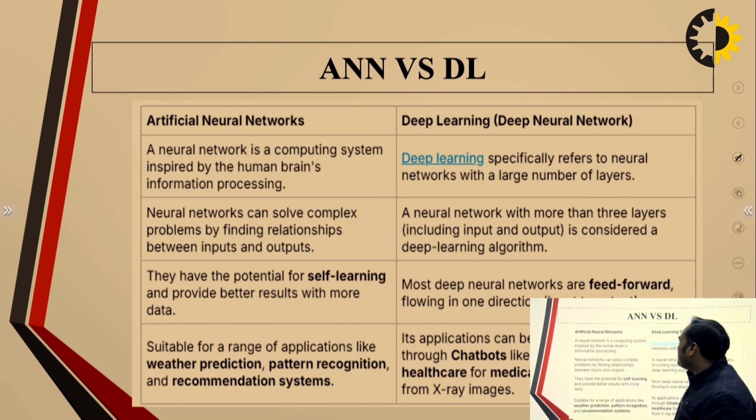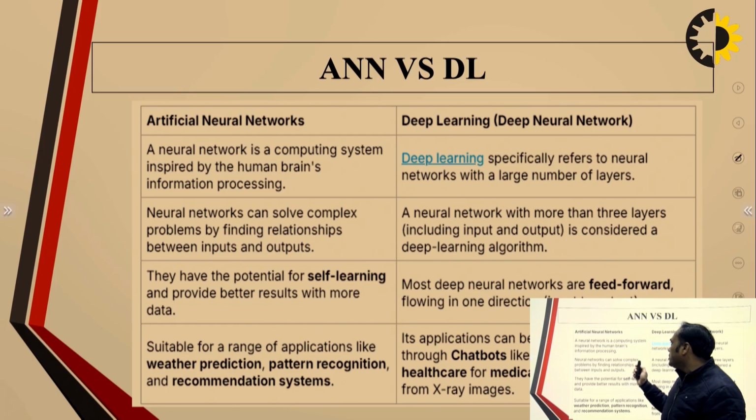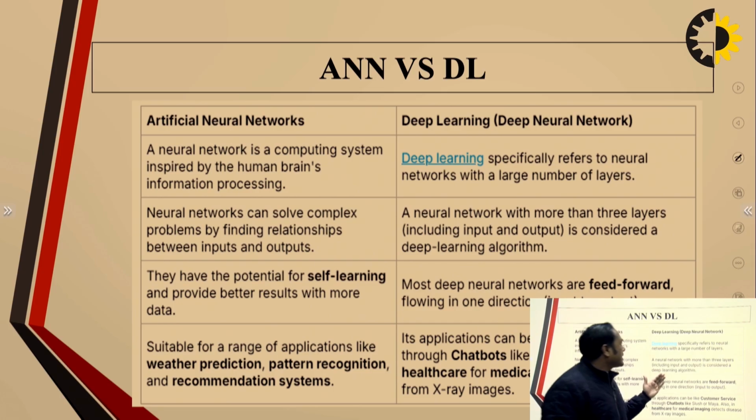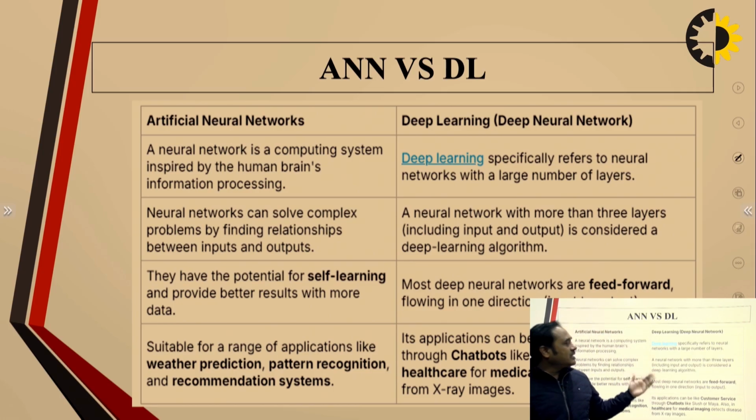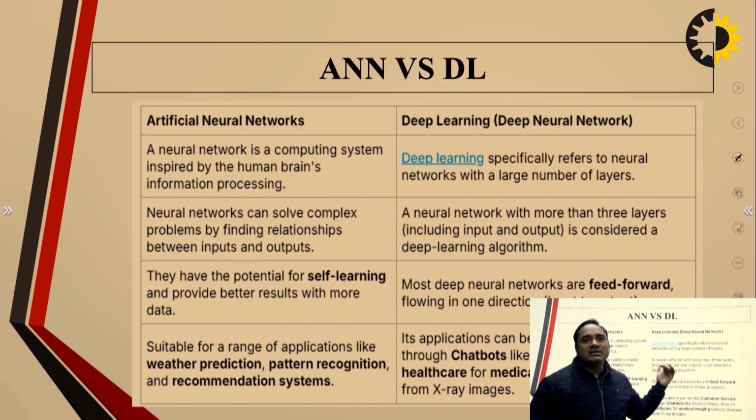This is the difference between NN versus DL. NN is the artificial neural network, and DL is the deep learning technique. An artificial neural network is a computing system inspired by the human brain's information processing. Second is the deep learning technique. The deep learning technique specifically refers to a neural network with a large number of layers, because in deep learning there is a large number of layers. The data will pass through the different layers, and then you get the output.